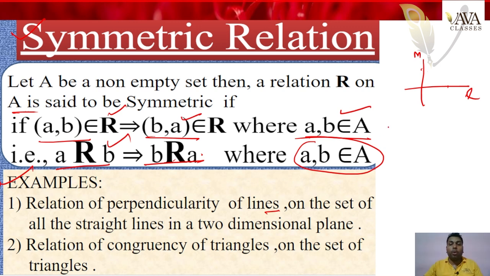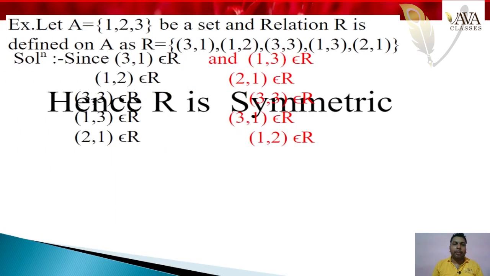Again, the relation of congruence of triangles. Suppose this is a triangle and this is another triangle. If triangle 1 is congruent with triangle 2, then triangle 2 is also congruent with triangle 1. So the relation of congruence of triangles on the set of triangles is symmetric.